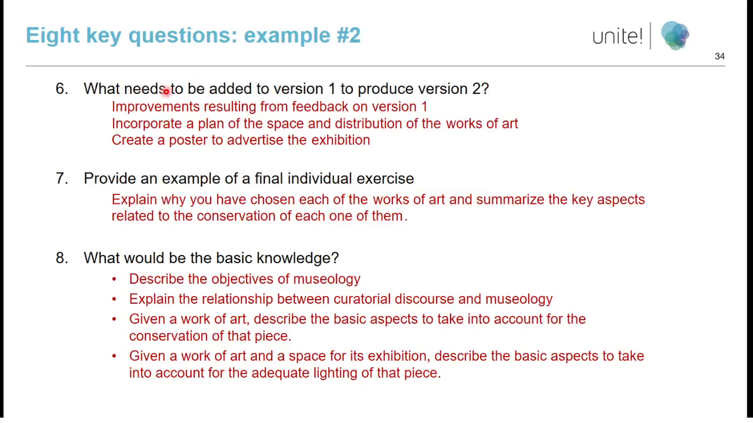What must be added to version 1 to produce version 2? Again, the improvements that come from the evaluation of version 1. We assume that the teacher will look at version 1 and will tell each team why they need to improve. But also we can incorporate to version 2 a plan of the space and distribution of the works of art. And finally, to create a poster to advertise the exhibition.